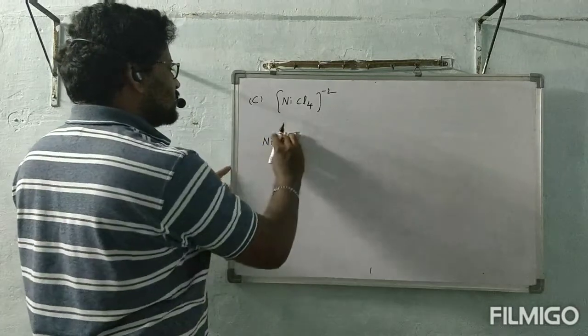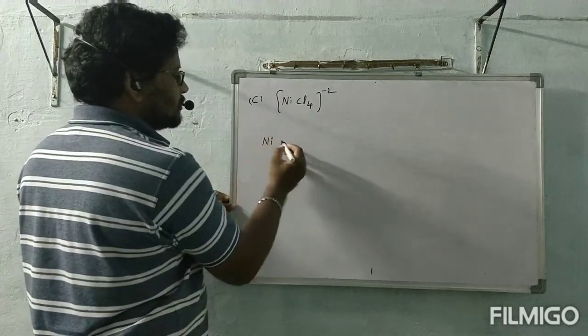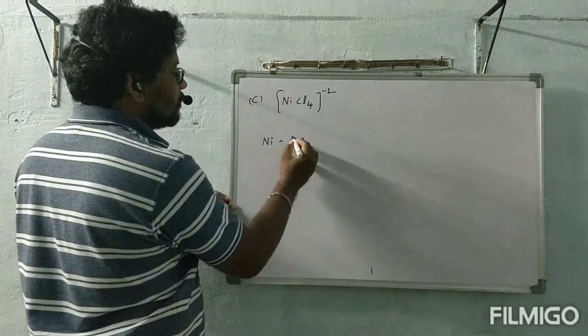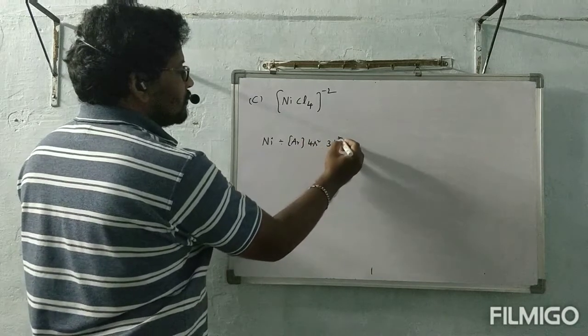First, let us write the normal electronic configuration of nickel. Neutral atom nickel electronic configuration: argon 4s2 3d8.